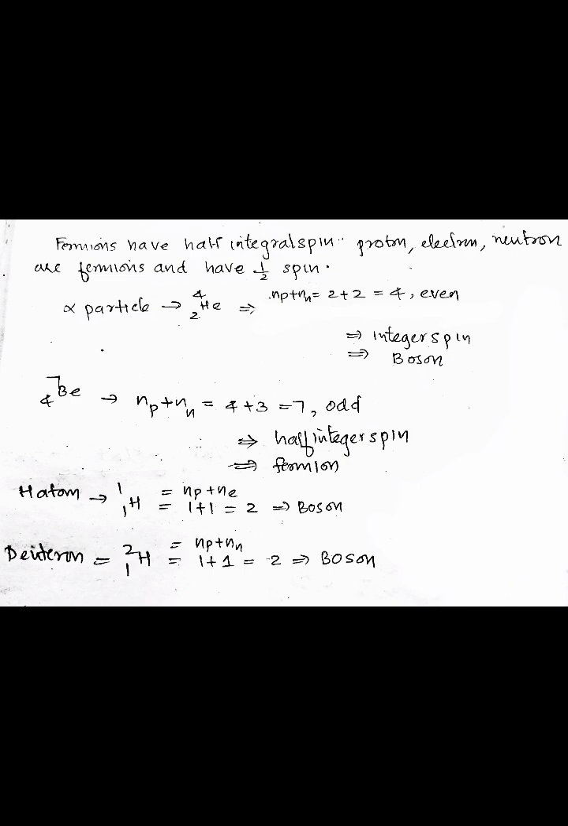Then for 4Be7, Np plus Nn is equal to 4 plus 3 is equal to 7, that is odd, so it is a fermion. Then for H atom, that is 1H1, the number of protons plus number of electrons equal to 1 plus 1, and this is equal to 2, so this is a boson. Then for deuteron, that means it is a nucleus of deuterium, so this is 1H2. So this is equal to number of protons plus number of neutrons, here it is 1 plus 1 and this is equal to 2. So this is also a boson. So here the fermion is 4Be7.